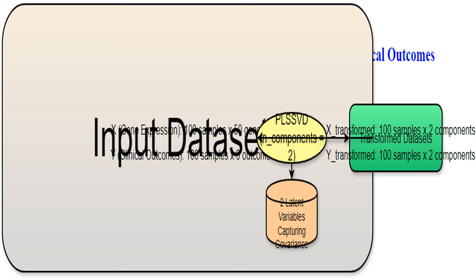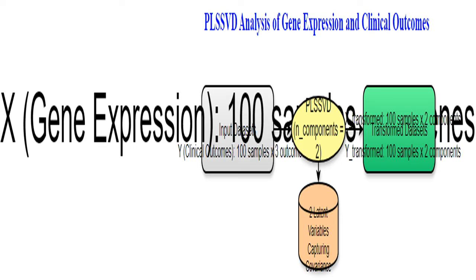I'm looking at 2 datasets. X represents gene expression levels, with 100 samples and measurements for 50 genes. Y shows clinical outcomes for those same 100 samples, each with 3 different outcome measures. Think of it like this: each row is a patient, and the columns are their gene expression levels, X, and different health indicators, Y. This is just a more detailed description of the X dataset from the previous row.